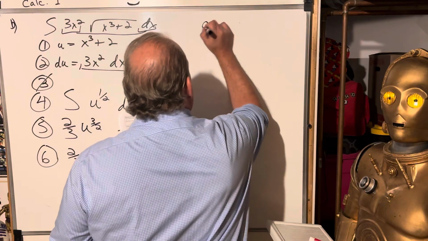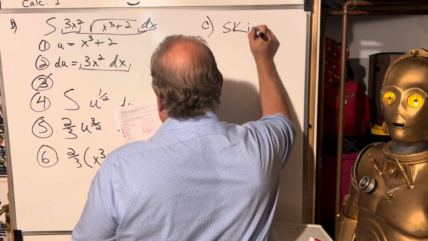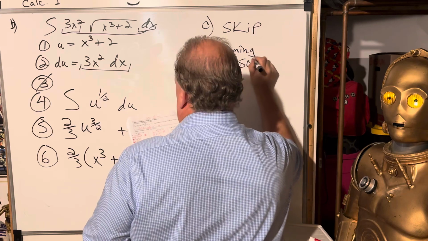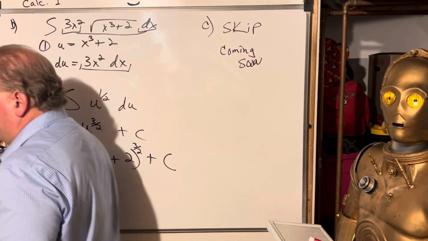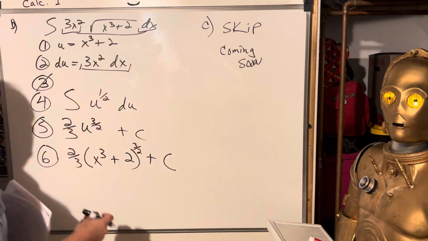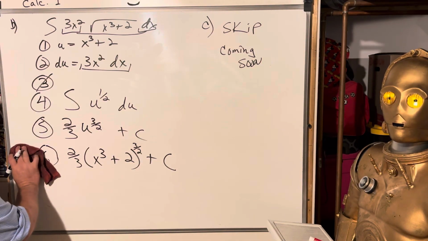Letter C, skip that for now. That's coming soon. We're not playing with secant or cosecant. We're not doing trig right now for chapter 5. All right.